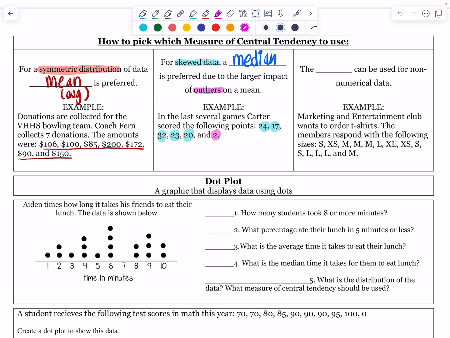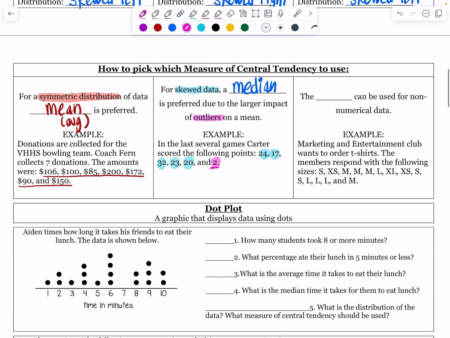Well, I'm going to look at the median of his scores. And that's what he would prefer the scouts to look at as well, because he doesn't want this outlier of a 2 to impact his measure of central tendency. So you're going to use a median for that. And then you're going to use the mode. The mode is going to be used for non-numerical data.